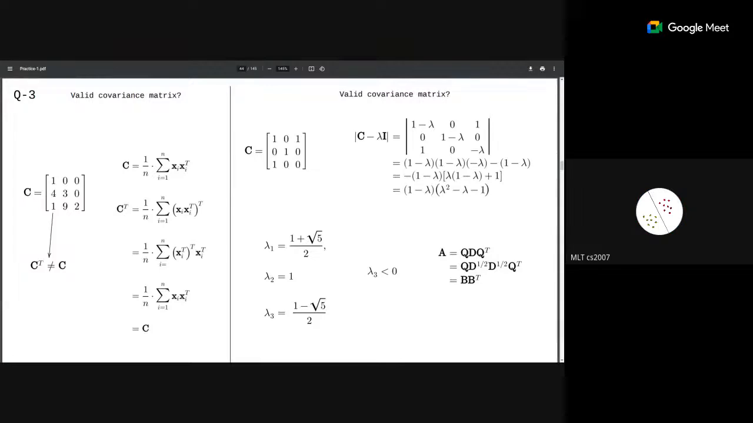Sorry, I didn't get that. If we don't want to solve for these lambdas with this algebraic method, is there a shortcut for that? I'm afraid we don't, at least to my knowledge.